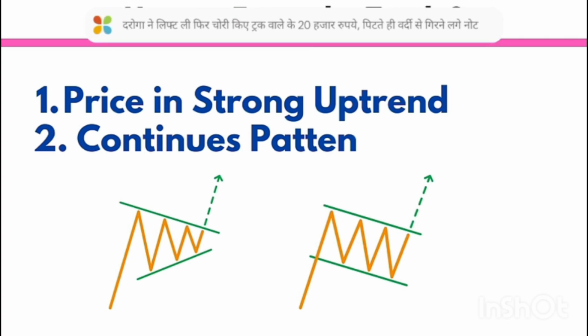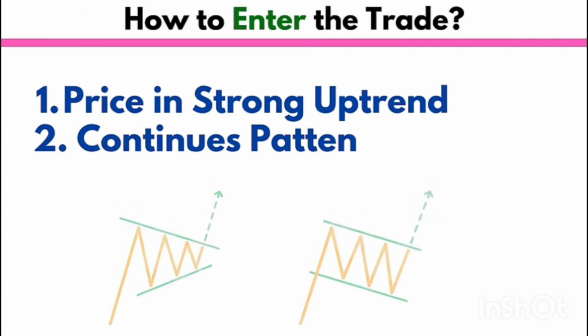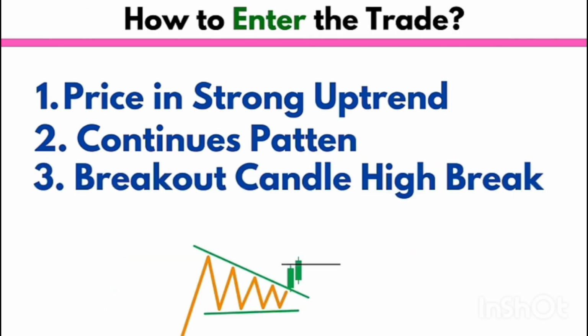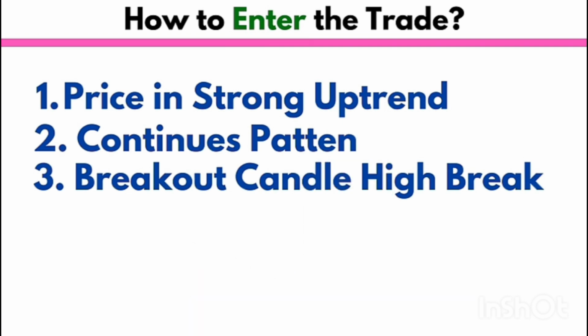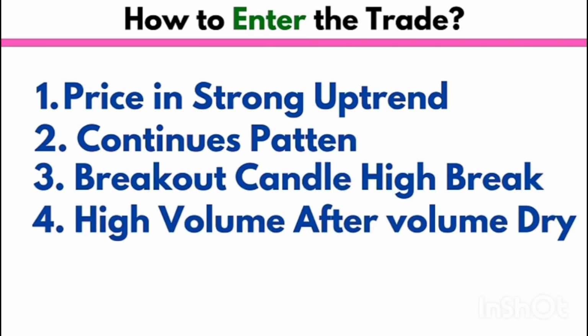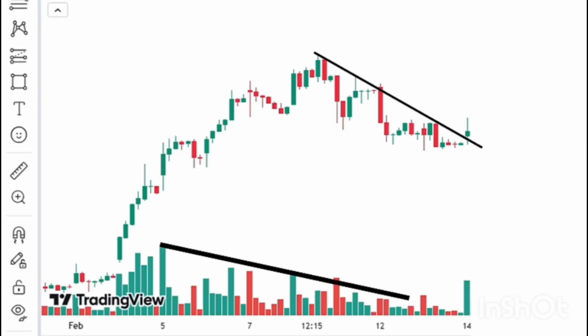Rule number 4, before the breakout, volume should gradually decrease in descending order. This means the volume bars become smaller and smaller during consolidation. Then, on the breakout candle, volume should suddenly increase and be larger than the previous volume bar. Only then should you consider entering the trade.